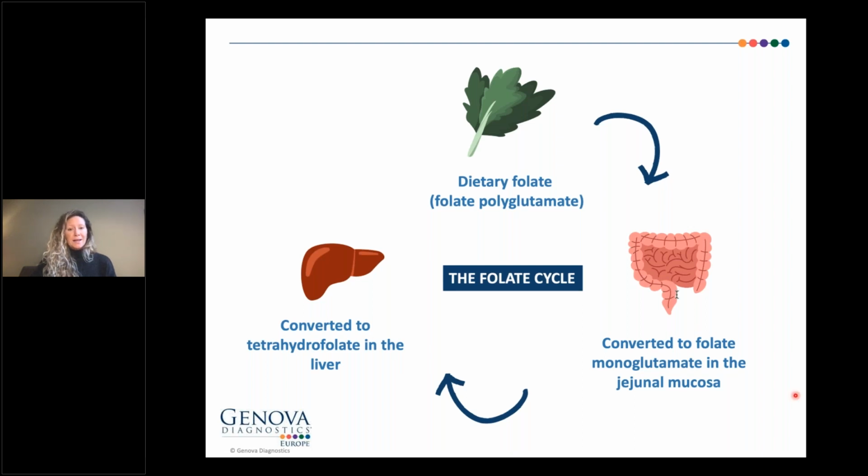So in the diet, folates exist as polyglutamates, and these need to be enzymatically converted into folate monoglutamate in the jejunal mucosa, so that's in the small intestine, in order to be absorbed. And it's worth noting at this point that synthetic folic acid, which is used in supplements, is actually twofold better absorbed than dietary folates in the intestine. But this, of course, doesn't mean that it's better or that we should all be supplementing with folic acid. And I'll be talking a bit more about this in the next few slides.